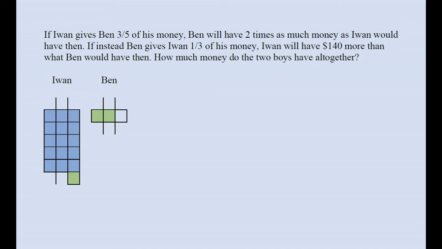Now the question is, Ivan has how many pieces altogether? Originally Ivan's money was split into 5 equal parts. Now the total amount that Ivan has is split into 3 times 5, 15 plus 1, 16. So if you count the little squares, you're going to get 16 here. And if you count the total number of squares Ben is left with, you're going to get 2.